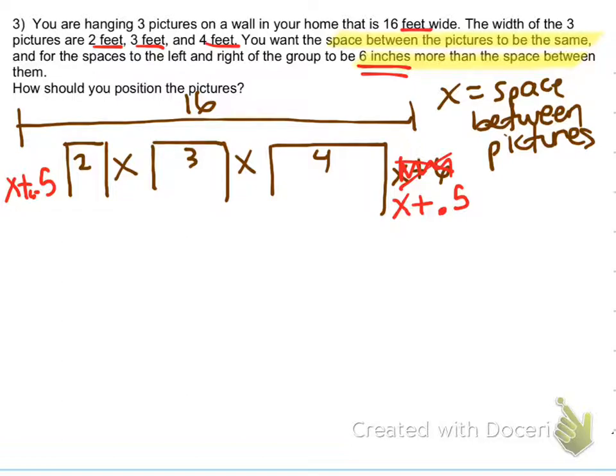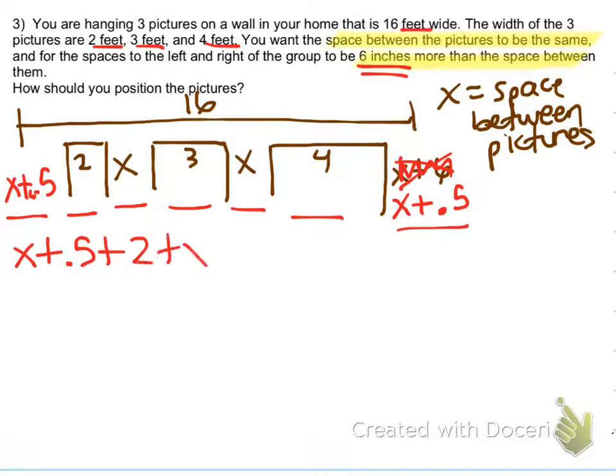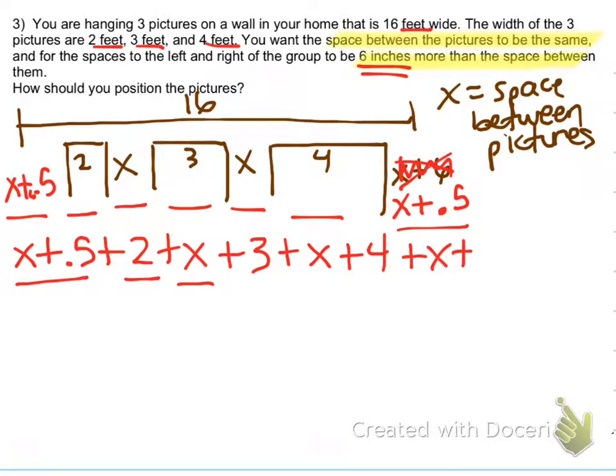So now, if we add up all these pictures and spaces that comprise our wall, we will end up with the expression for the equation. So x plus 0.5 is the space, plus the picture, plus the space, the picture, the space, the picture, the space, and that's going to equal our total wall. And this actually becomes a fairly simple equation to solve now.